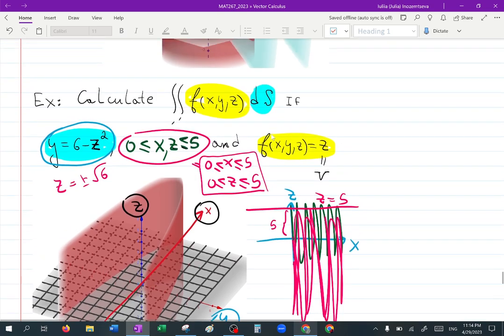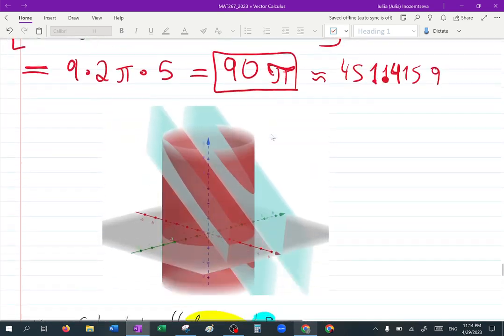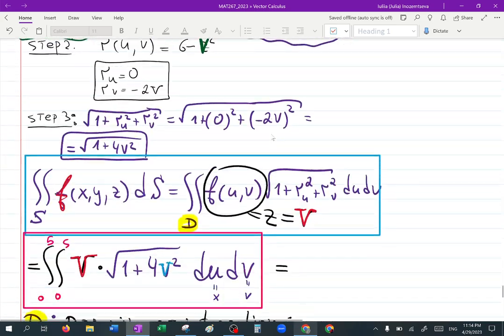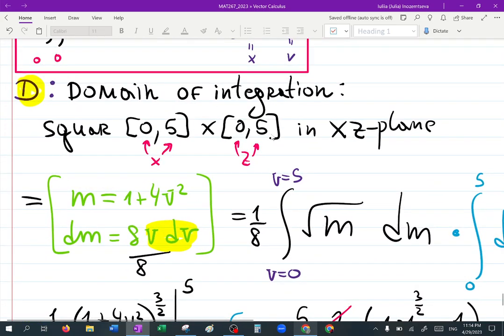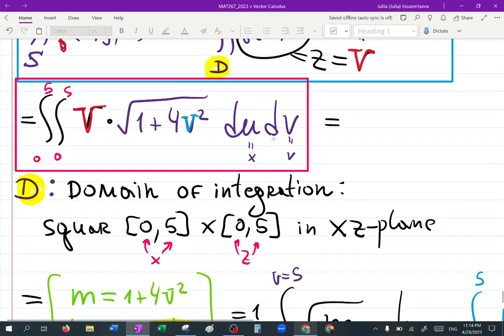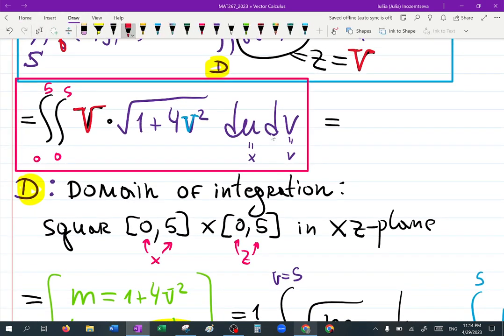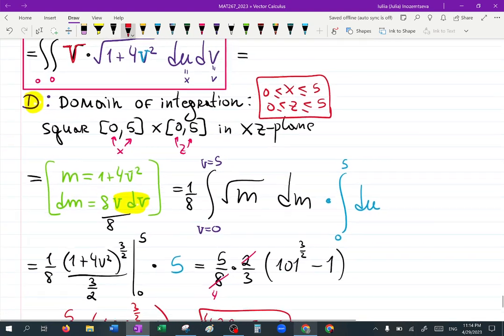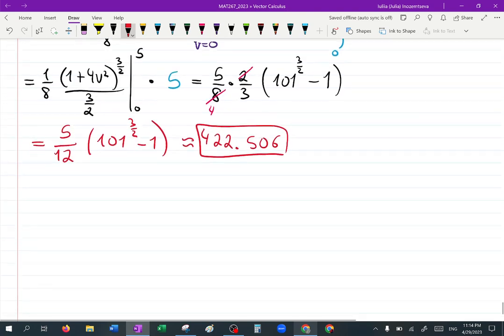See, I would never write it like this. This is so confusing. Why would you write it as a comma? Anyway, let me fix it. Domain of integration is x is between 0 and 5, z is between 0 and 5. That is obviously a square. Where was my graph? I was confusing myself.